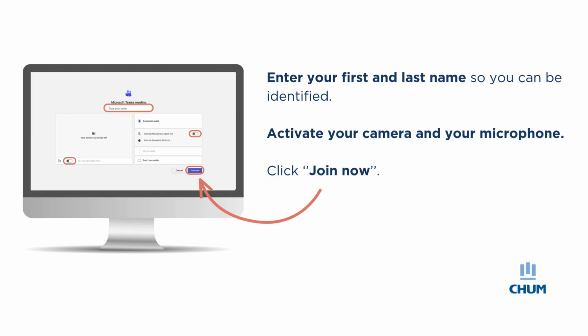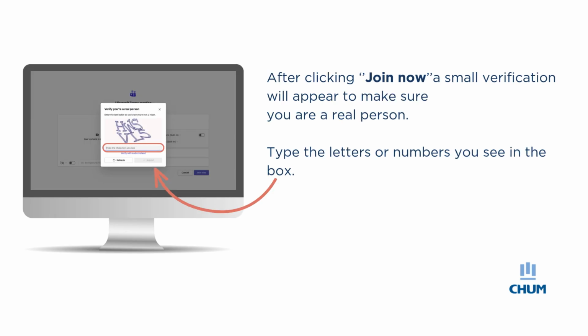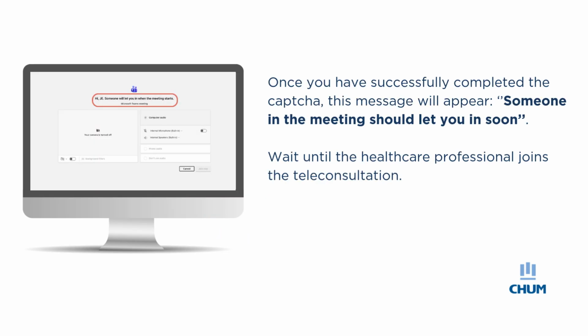Click Join Now. After clicking Join Now, a small verification will appear to make sure you are a real person. Type the letters or numbers you see in the box. Click Submit. Once you have successfully completed the CAPTCHA, the message will appear, "Someone in the meeting should let you in soon." Wait until the healthcare professional joins the teleconsultation.